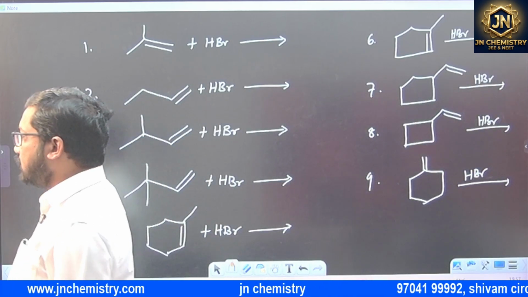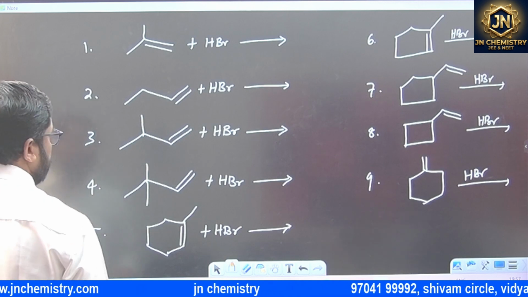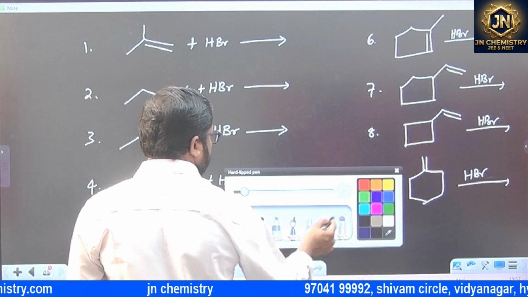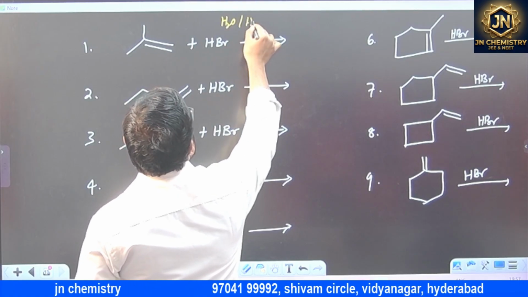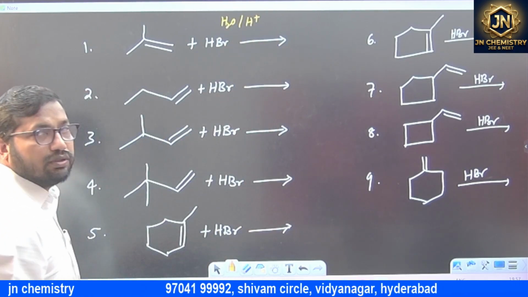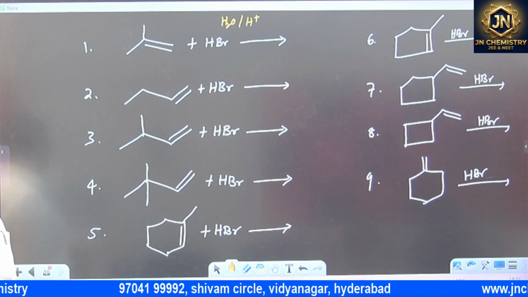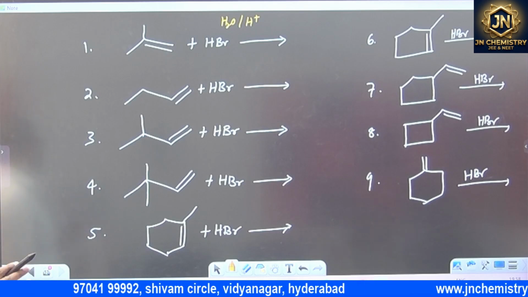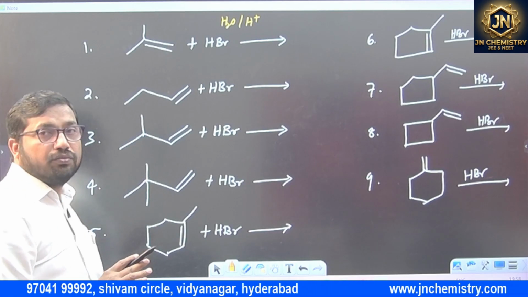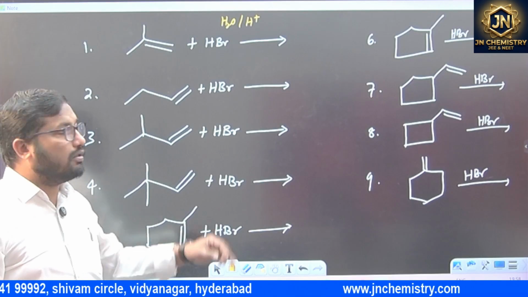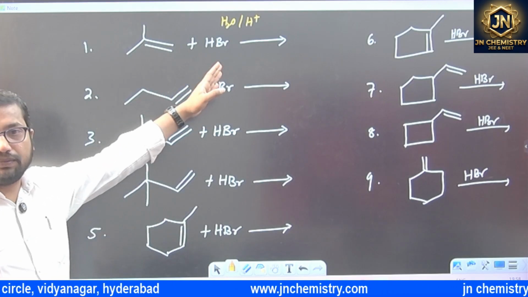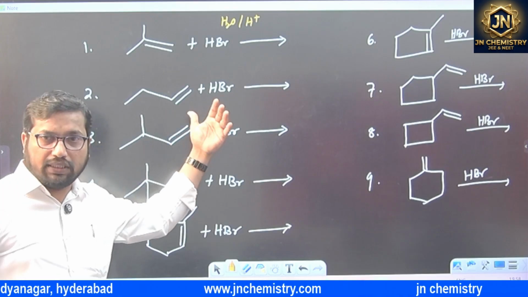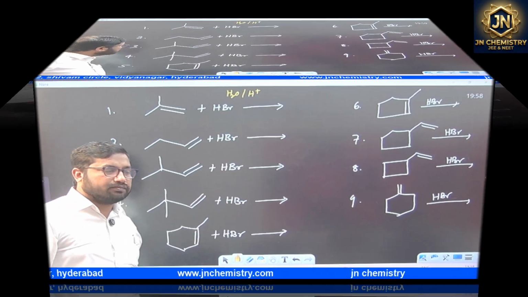So next case, in place of HBr, put H2O in presence of H plus. In the Br place, OH comes. Same mechanism, everything is same. In the HBr place, OH, H2O in presence of H plus. So the product has OH in the Br place.